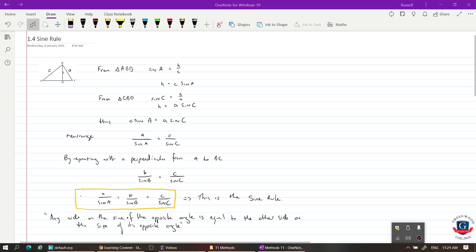And if we want to state it in words, any side on the sine of the opposite angle is equal to the other side on the sine of its opposite angle. So this side divided by the sine of this angle is equal to this side divided by the sine of its angle, is equal to this side divided by the sine of its angle.